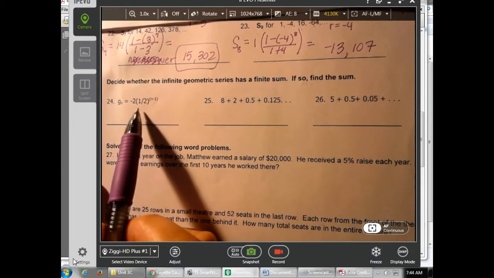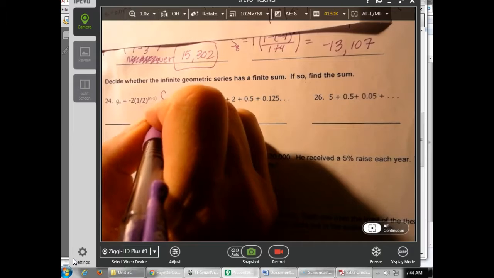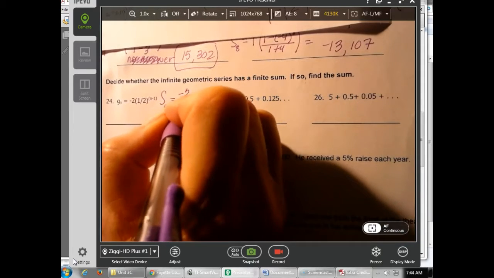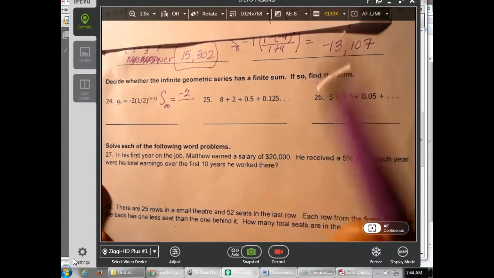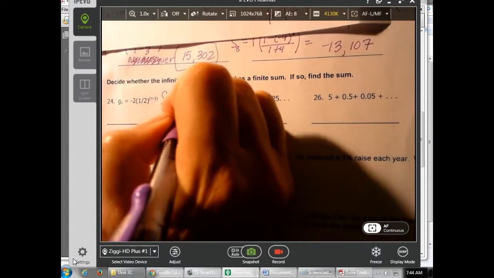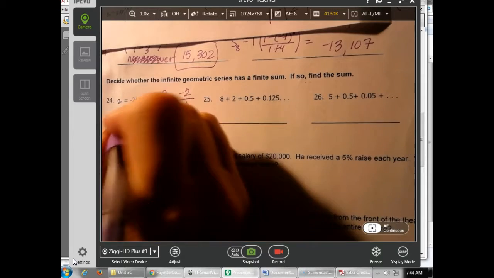So I need to know what my inputs are. Basically, I just need my first value, which is -2. So S through infinity is going to be -2 divided by 1 minus 1/2. So 1 minus 1/2 is just 1/2, obviously. So it's going to give you just -4, of course.